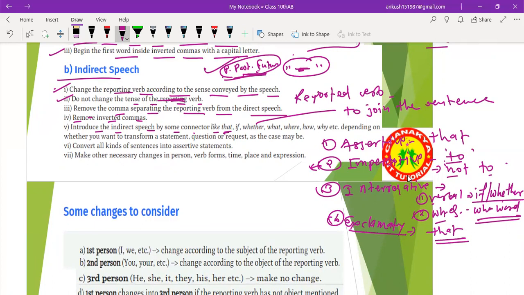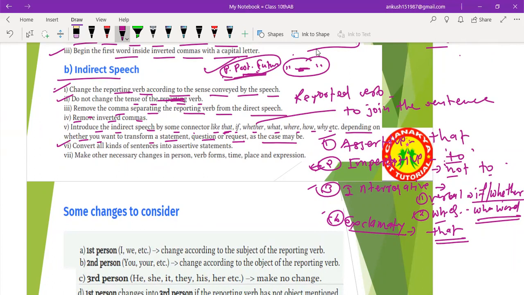So that, if, whether, what, where, how, why, these depend on whether you want to transform a statement, question, or request, as the case may be. Whatever the case may be, whether it is assertive, imperative, interrogative, or exclamatory, you have to use these connectors. Have you got it? Yes, sir.